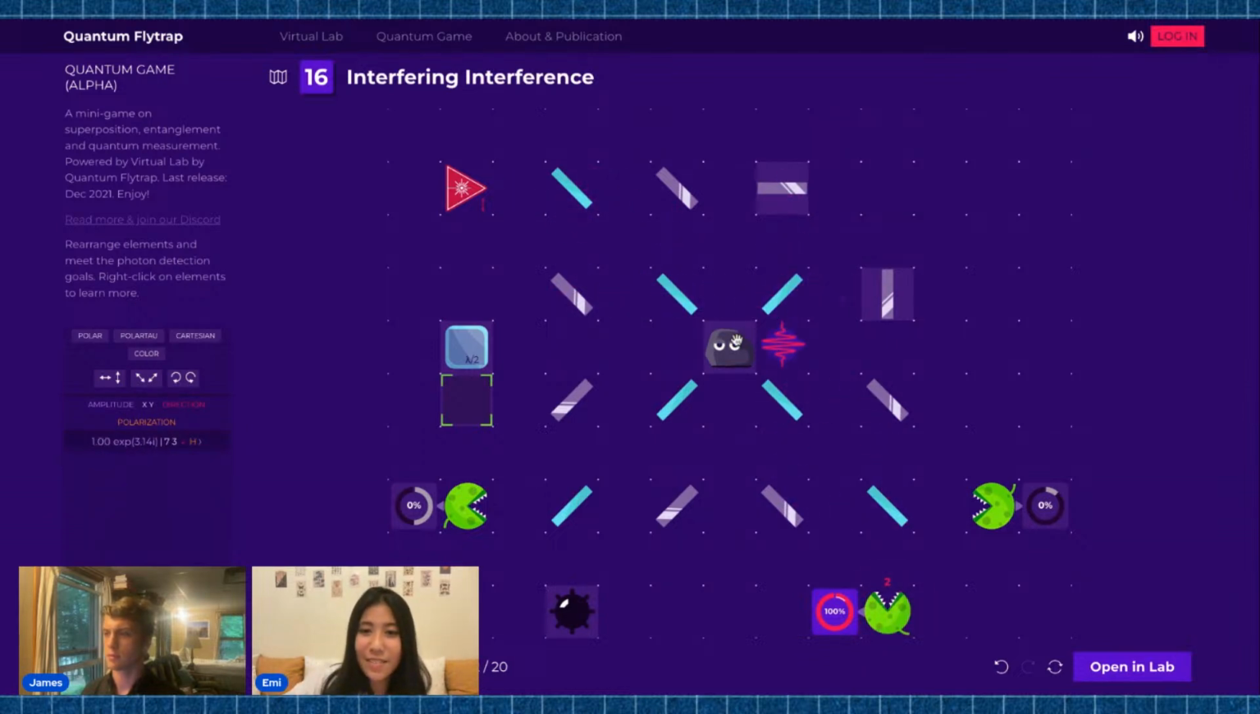Nope. All right, I've chosen a completely useless location. So just put it somewhere in the path.